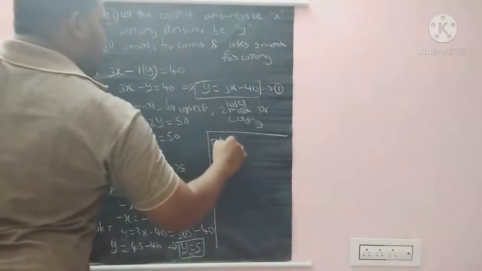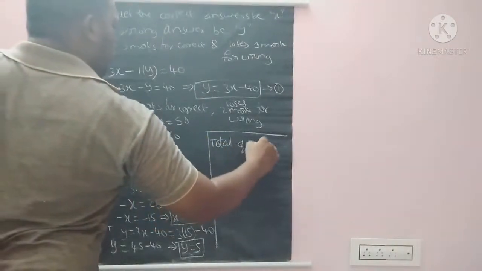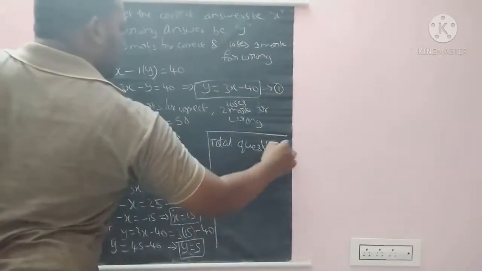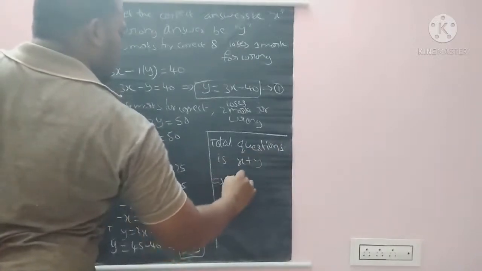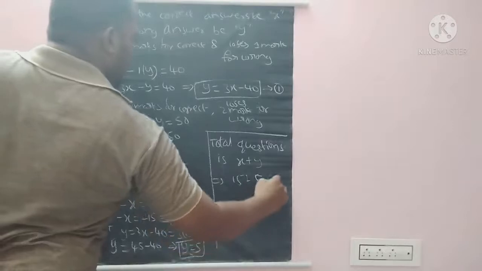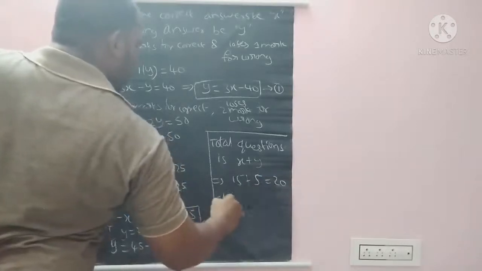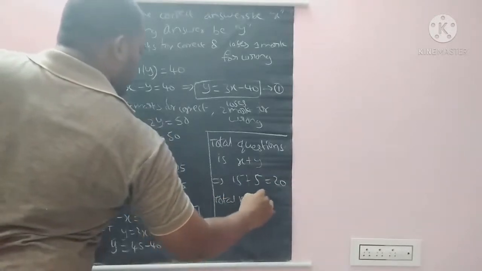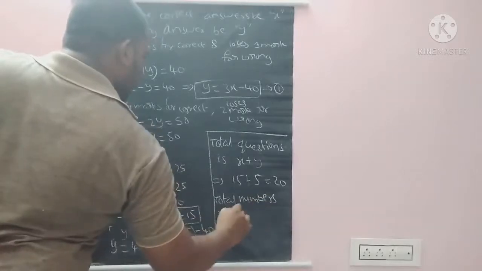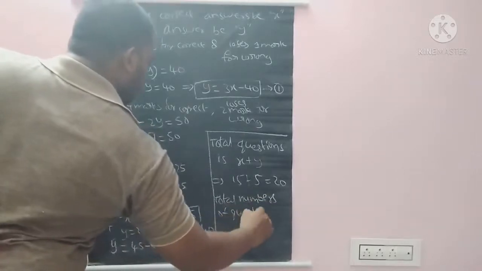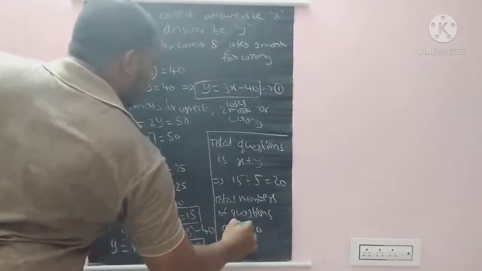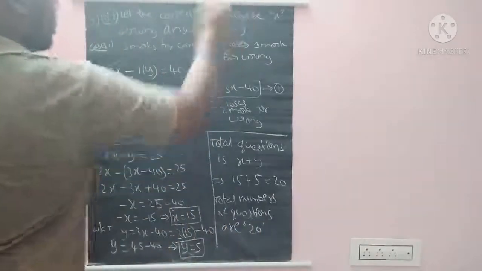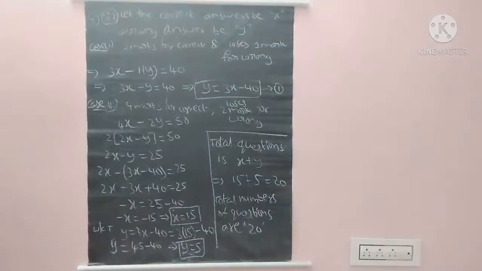So total questions they asked today. So total questions is X plus Y, that implies 15 plus 5 equals to 20. So total number of questions are 20. 15 correct answers in that, 5 wrong answers.